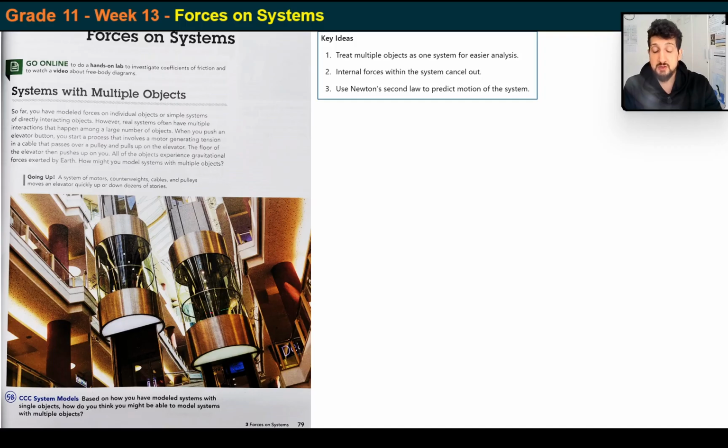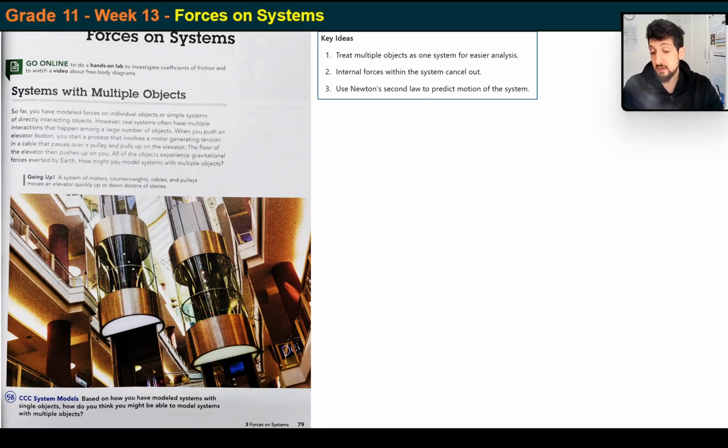So the way we do it is we treat multiple objects as one system for easier analysis, and that way we can find the acceleration, for example, if we know the force, or if we don't know the force, we can find the force using the acceleration. The internal forces within the system cancel out. So if you imagine, for example, that you are walking down the aisle of a plane, does that really affect the plane or the way the plane is moving or its final destination? No, it doesn't, because that is an internal force. So internal forces don't affect the external force on the system.